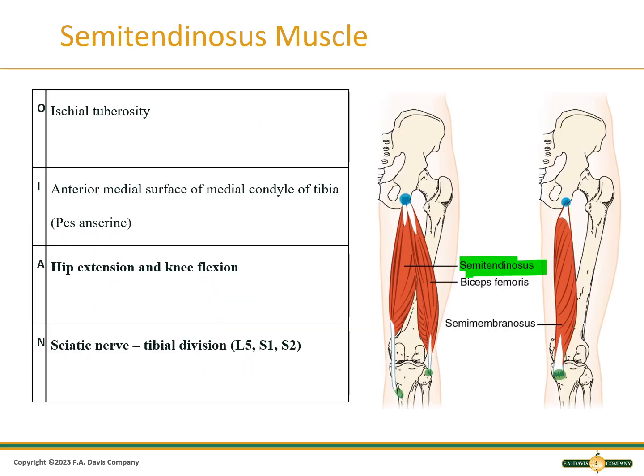Semitendinosus is going to be more superficial to our semimembranosus, originating again from the ischial tuberosity to insert on our pes anserinus. It contributes to hip extension and knee flexion and is innervated by the sciatic nerve.